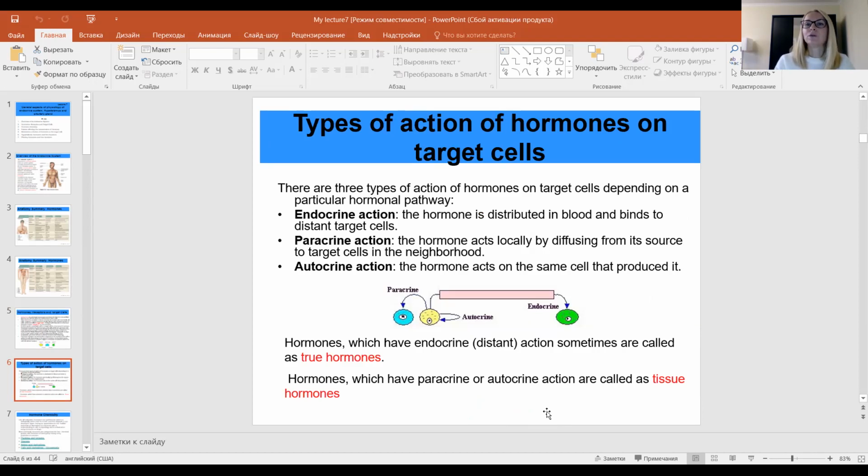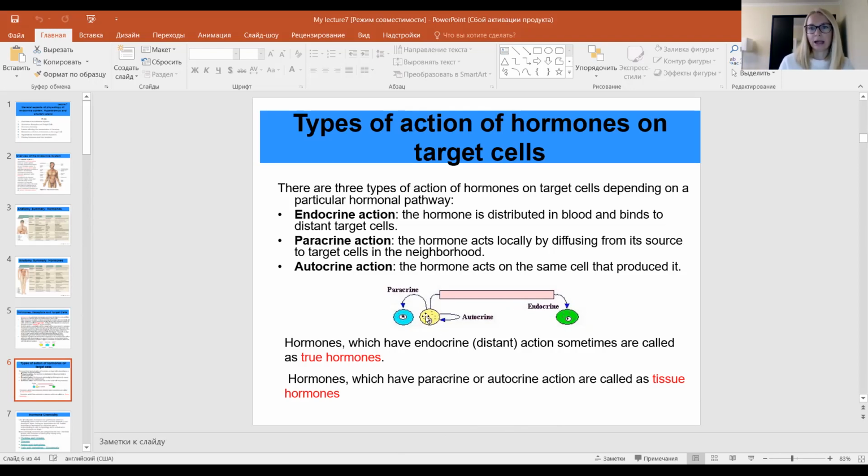There are different types of hormone actions on target cells, and we can classify all these actions in three types. So first one is endocrine action, when hormone is distributed in blood and binds to distant target cells. Second one is called paracrine action, when hormone acts locally by diffusing from its source to target cells in the neighborhood. And third one is autocrine action. The hormone acts on the same cell that produces it.